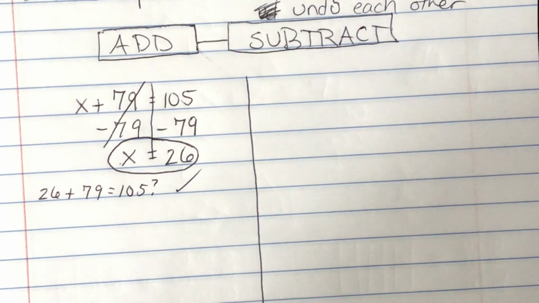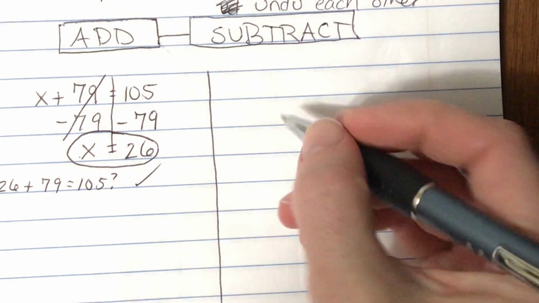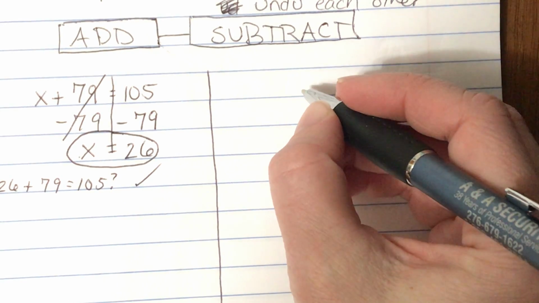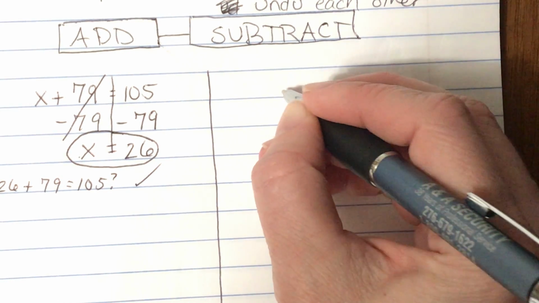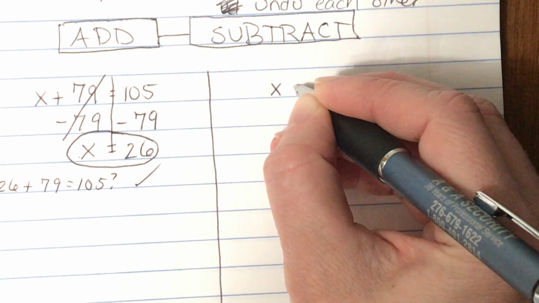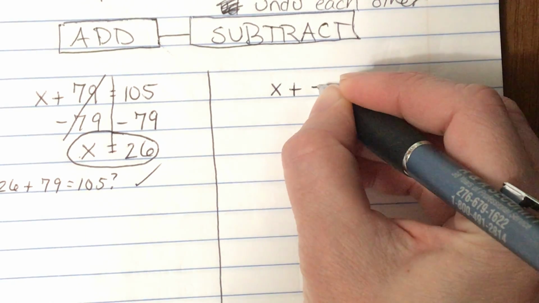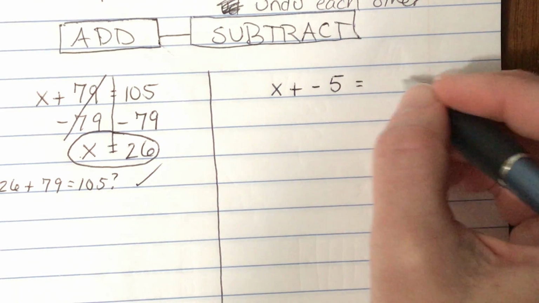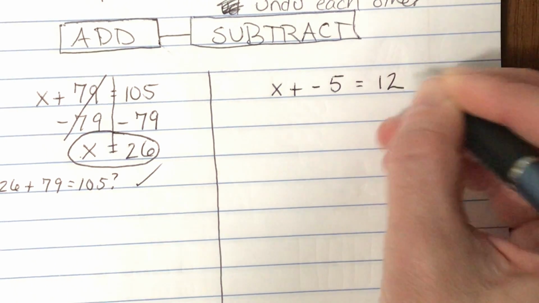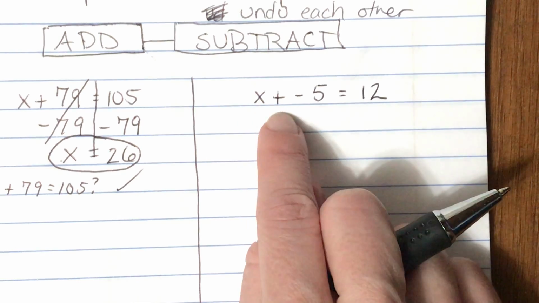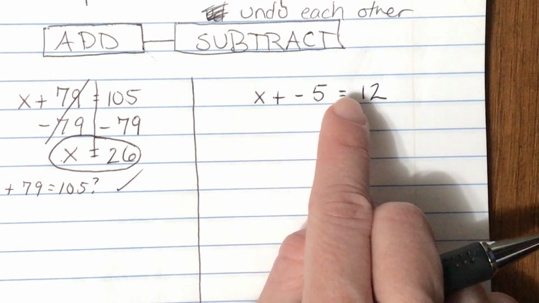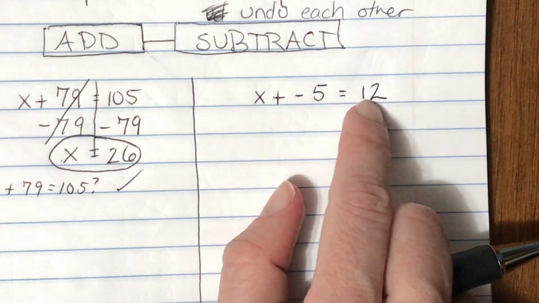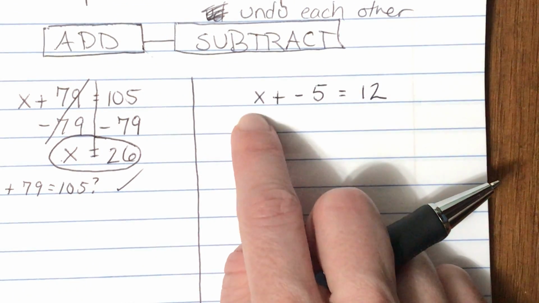So let's look at another example of an addition equation. You might have some negative numbers thrown in. So what if we had an equation that looked like this? What if we had x plus negative 5 is equal to 12. So I want to know, there's some number out there, and when I add negative 5 to it, it comes out to be positive 12. So I want to know, what is this answer?